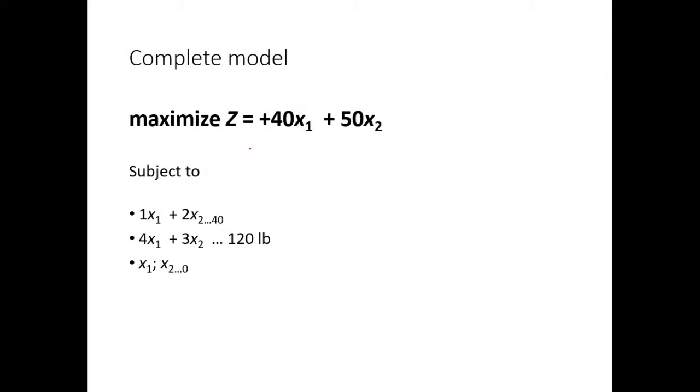Then we have already written this. This is 40 of labor, 120 of clay. This is labor. This is clay, and the last is that x1 and x2 must be 0 or greater than 0. It can't be negative. Okay, it cannot be negative. So these are the model constraints. And finally, the complete model is maximize Z is equal to 40x1 plus 50x2 subject to 1x1 plus 2x2, and these are the constraints. So I think this is enough.